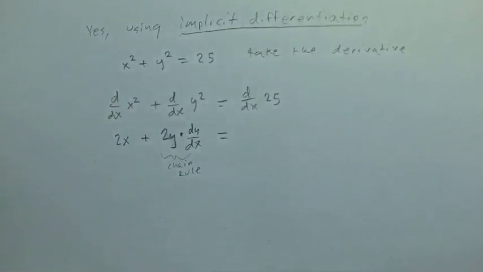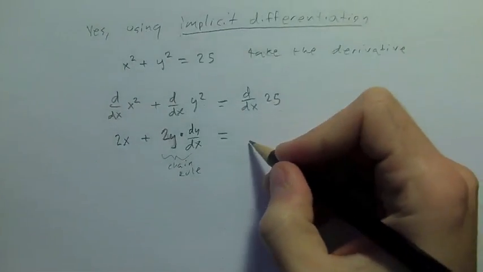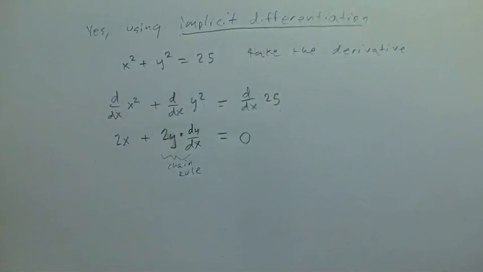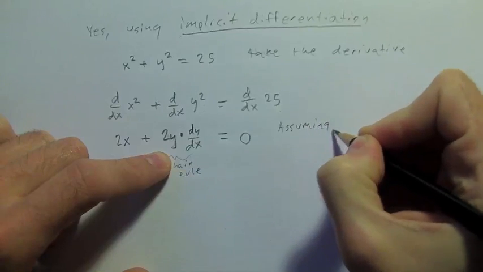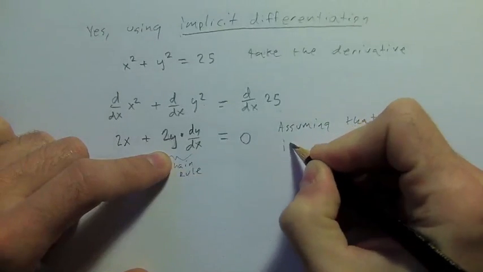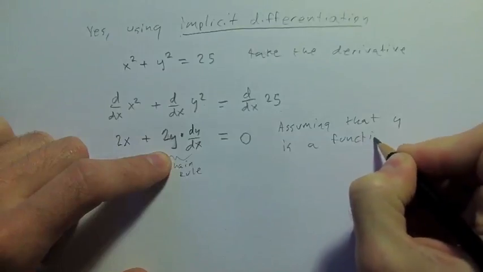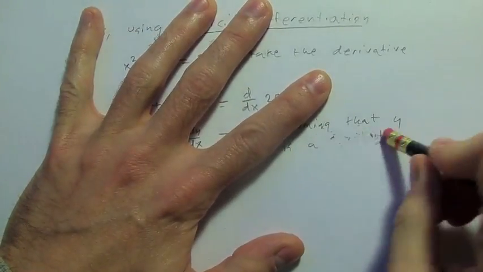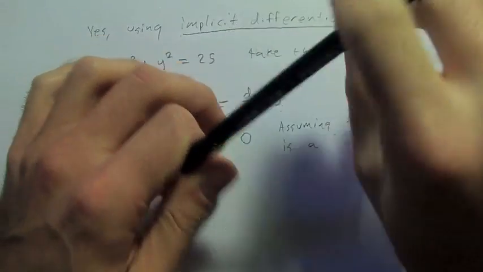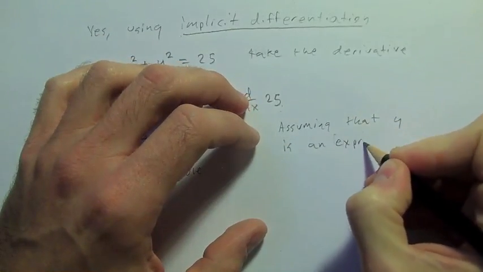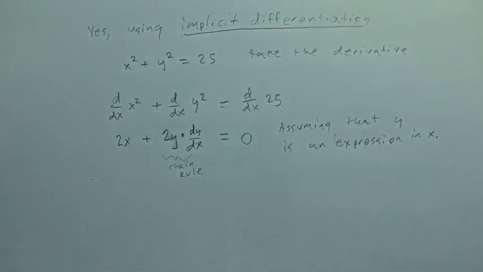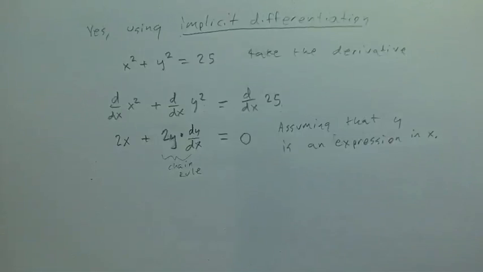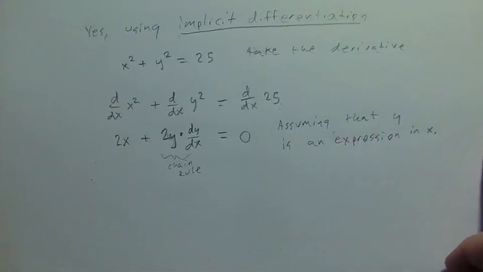Okay, is equal to the derivative of 25. Well, that's a constant, so this comes out to be 0. Now here we are making the assumption that y is a function, or maybe not a function, sorry, let's say that y is an expression in x, but typically a function of x. I don't want to throw that word around here in this section.